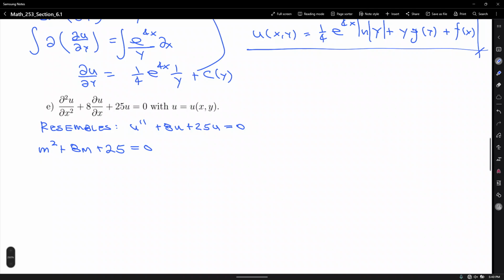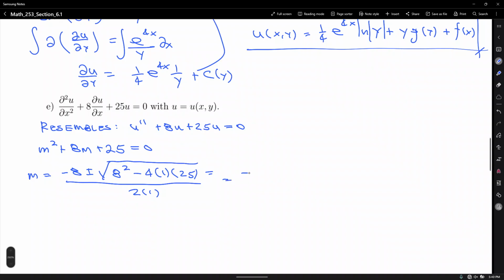Quadratic formula. So m equals -8 plus or minus the square root of 8 squared minus 4 times 1 times 25. Okay? So that is going to be everything divided by 2 times 1. That is -8 plus or minus the square root of 64 minus 100. What is that? -36.